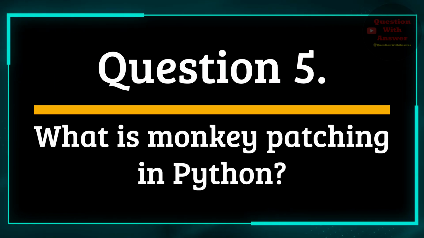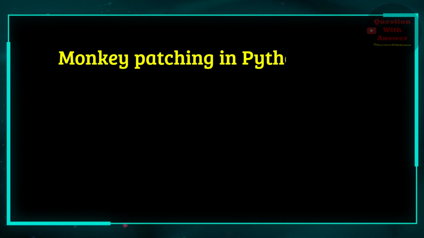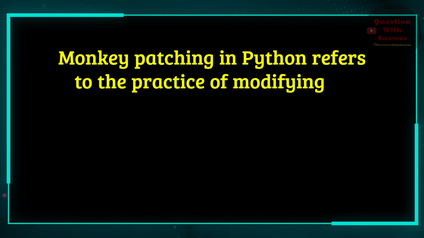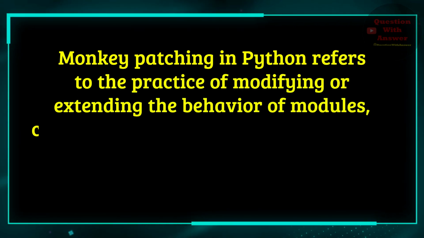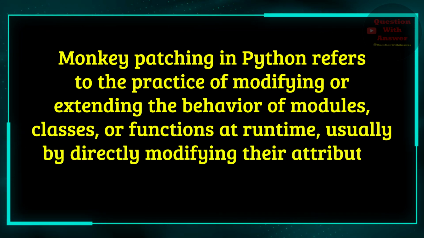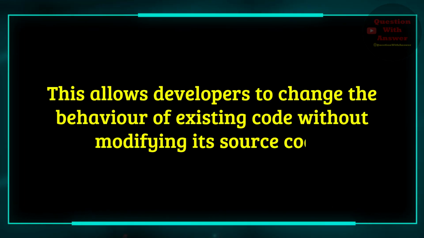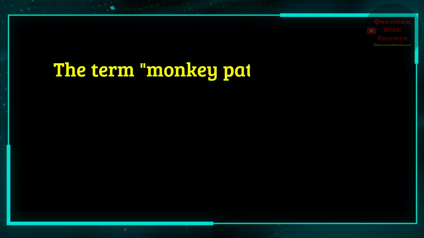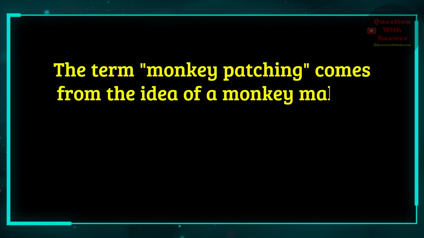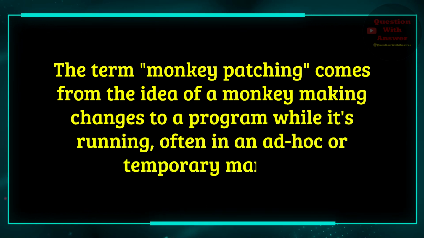Question 5. What is monkey patching in Python? Answer. Monkey patching in Python refers to the practice of modifying or extending the behavior of modules, classes, or functions at runtime, usually by directly modifying their attributes or methods. This allows developers to change the behavior of existing code without modifying its source code. The term monkey patching comes from the idea of a monkey making changes to a program while it's running, often in an ad hoc or temporary manner.